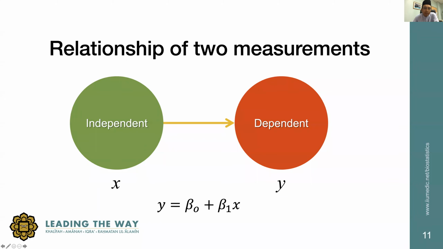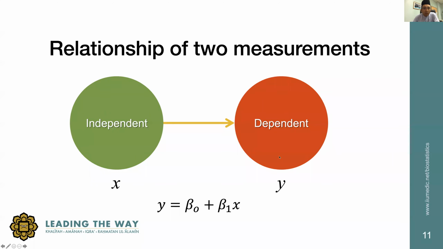That's the slope, the weight, how x affects the y, and this is the constant. All right, so I hope you understand. That's a very simple diagram.